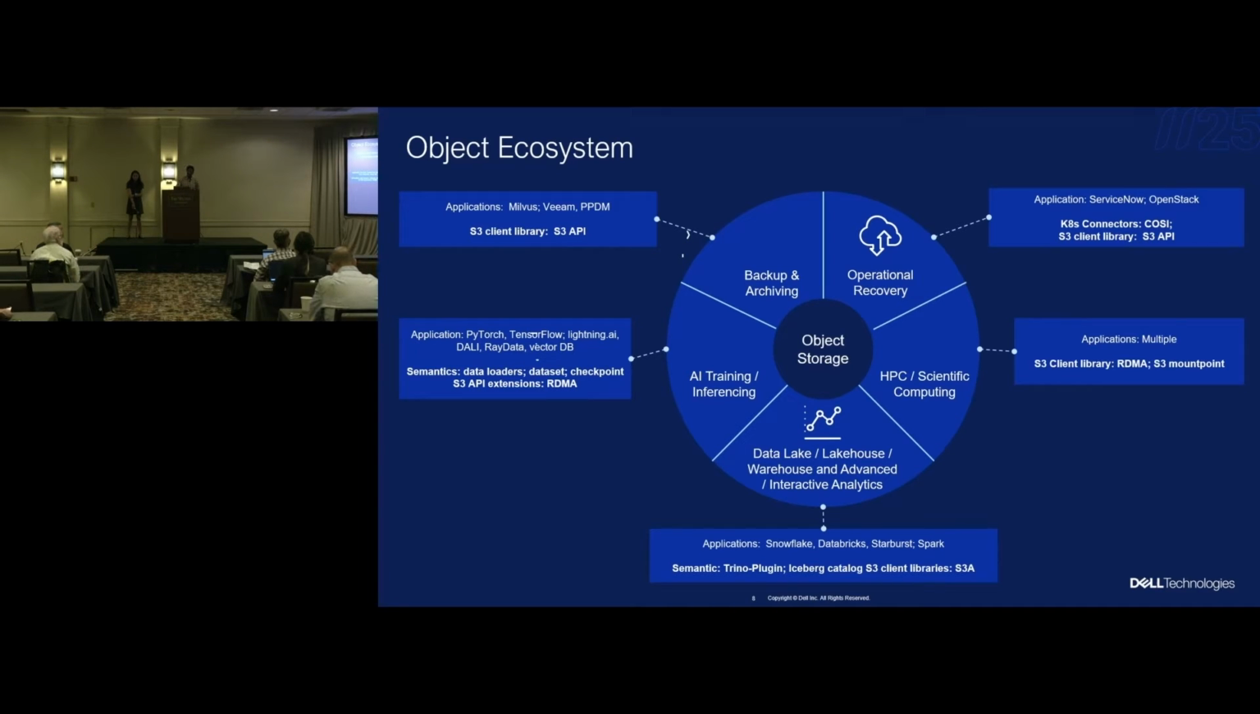And if you look at AI training and inferencing, which we are going to talk about in a little bit more detail, there are various applications like PyTorch, TensorFlow, and so on that have played a role. And different semantics and different needs are there in AI, which we'll talk about a little bit more. Then if you look at data warehousing or data analytics, there are various ecosystems that have evolved in there. And the same goes with operational recovery and HPC areas, where different applications have come in with slightly different needs and grown into the object ecosystem.